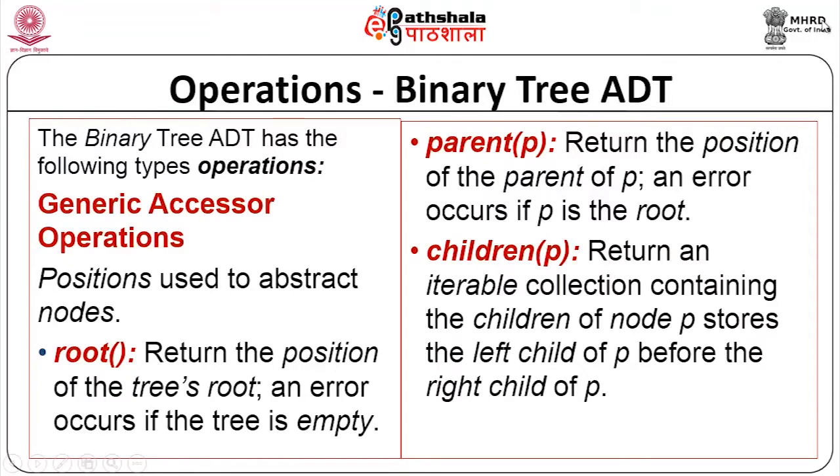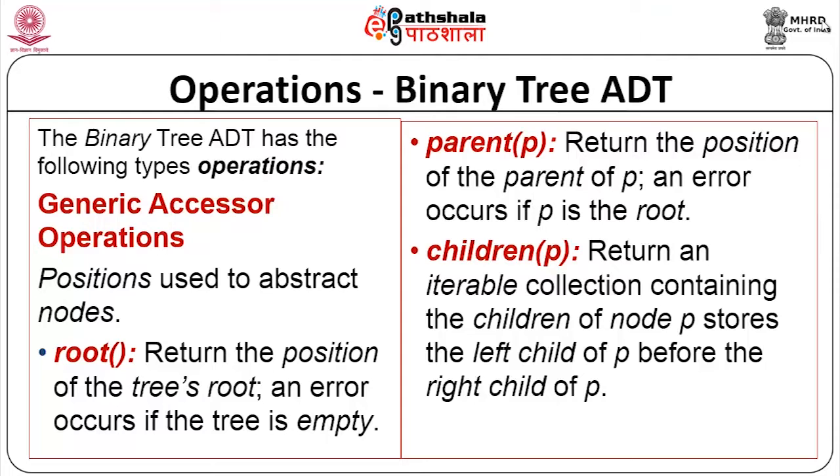Now, let us look at the operations on binary trees. The binary tree ADT has the following types of operations. Again, we are going to talk about generic accessor operations. Positions are used to abstract nodes. Root returns the position of the tree's root node; an error occurs if the tree is empty. Parent of P returns the position of the parent of P; an error will occur if P is the root. I think this is fairly understandable.